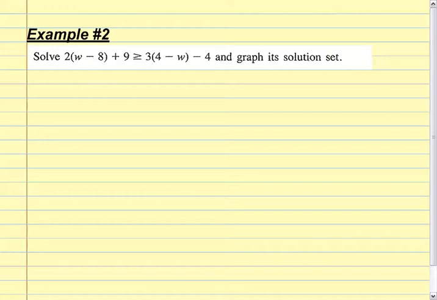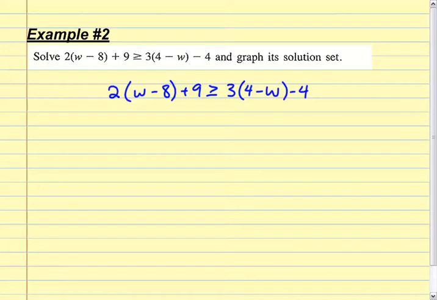Now, let's look at example number 2. Remember, we do this the same way that we do equations, with that one exception, okay? Let's keep that in mind. All right. It says solve and graph the solution set, so I'm going to rewrite, because you know I like to write a little bit bigger than they have it printed, okay? 3, 4 minus w minus 4.